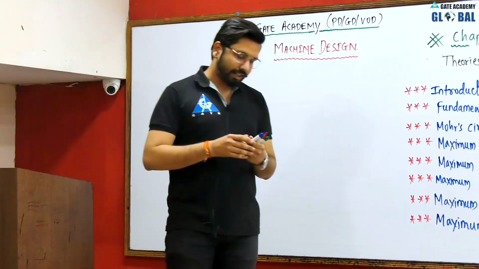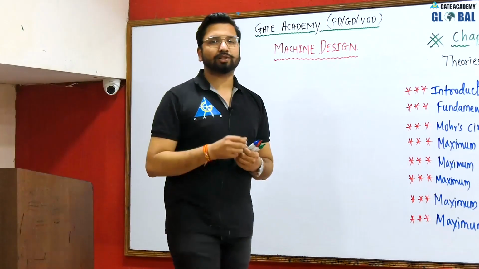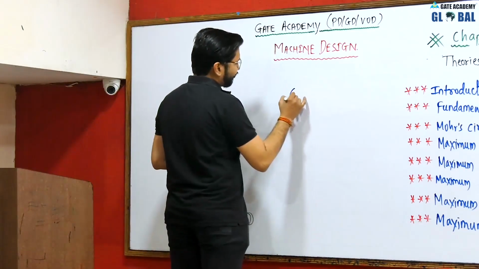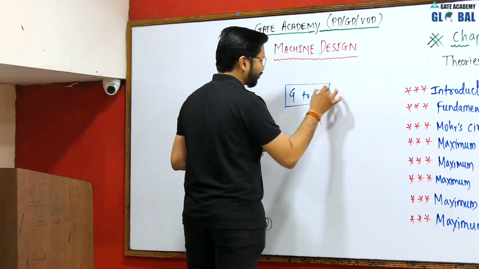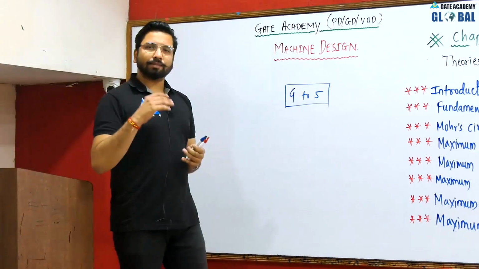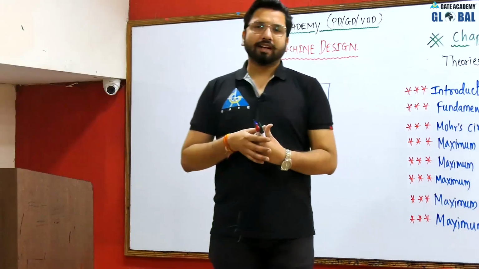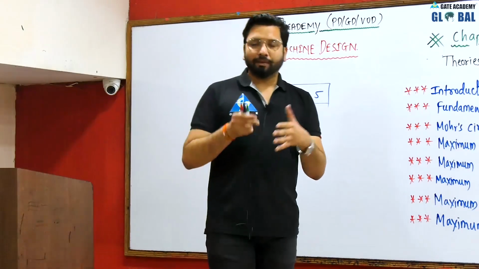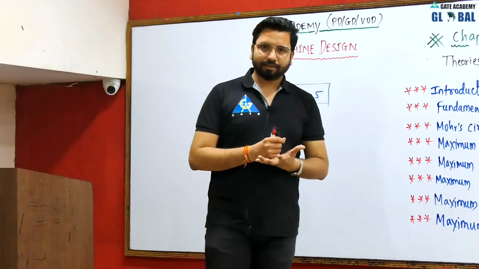So let's start with the average marks of the subject. In the GATE examination, it may be from 4 to 5 marks. 4 to 5 marks are the average marks from the subject of machine design. The subject is very conceptual, but it is the design part, so the majority of things will be based on some formula. It is a very calculative subject, you can say.